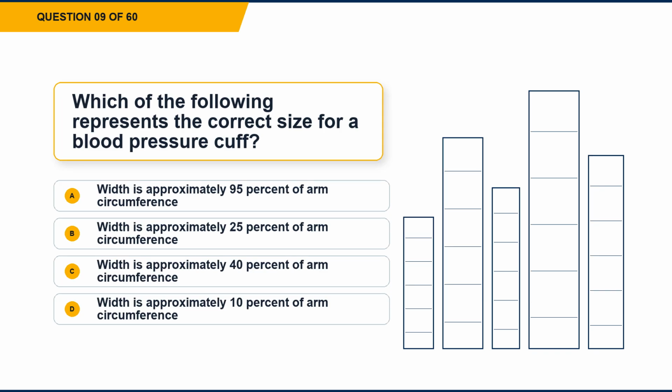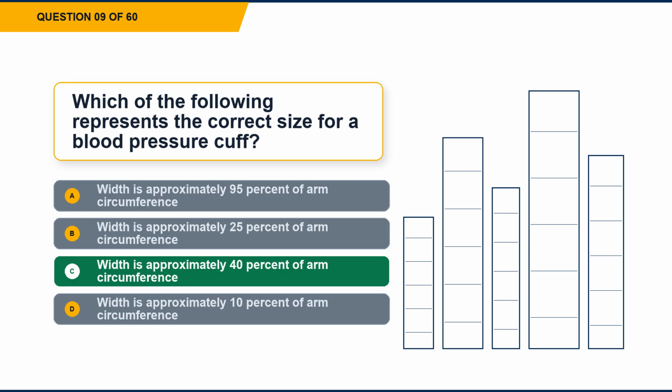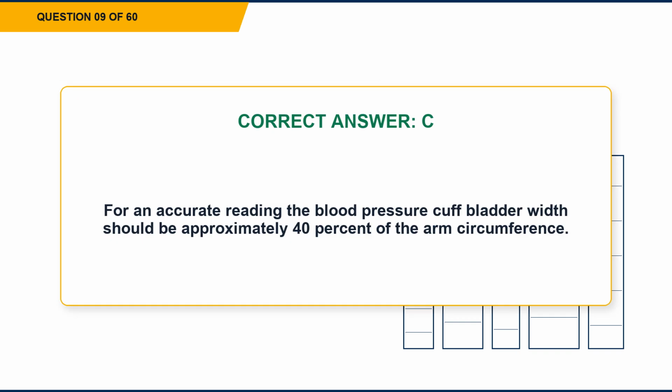Question 9. Which of the following represents the correct size for a blood pressure cuff? Option A, width is approximately 95% of arm circumference. Option B, width is approximately 25% of arm circumference. Option C, width is approximately 40% of arm circumference. Option D, width is approximately 10% of arm circumference. The correct answer is option C. Explanation: for an accurate reading, the blood pressure cuff bladder width should be approximately 40% of the arm circumference.